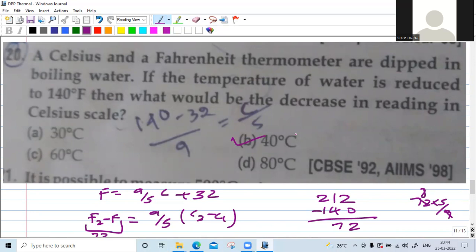Check the answer. Sir, option B. But I did it like (140 minus 32) by 9 equals 3 by 5. So this is the only way to do it. F is 9 by 5 C minus this one, right? So from this you get F2 minus F1 equals 9 by 5 times (C2 minus C1).